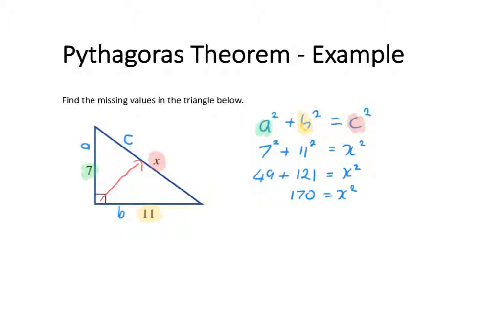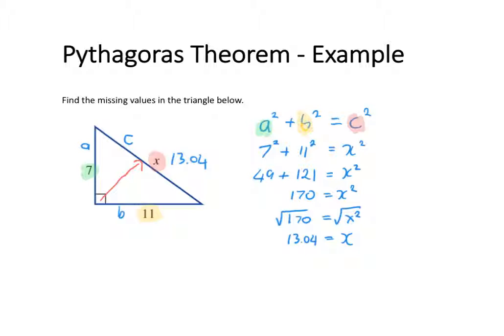If I know what X squared is equal to, and I want to find what X is, I need to square root both sides. So the square root of 170 is equal to the square root of X squared, and that works out to be 13.04 is equal to X. So I know that the missing value in my right angle triangle of X is equal to 13.04.